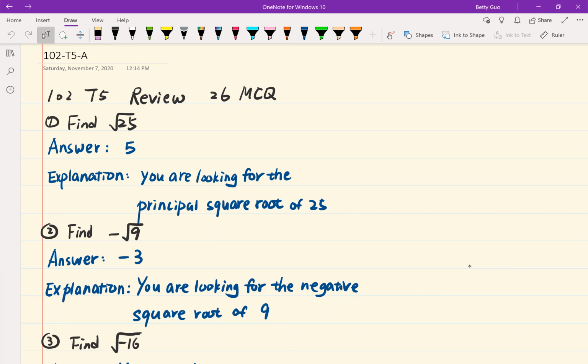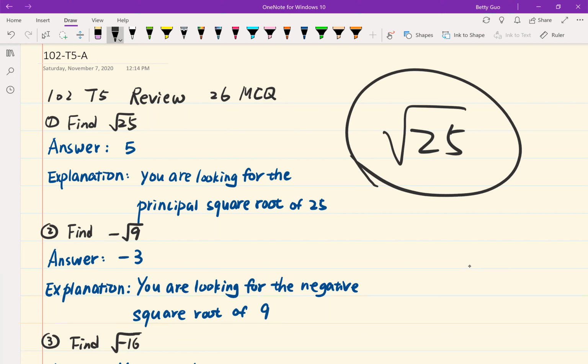Number 1, find the square root of 25. This expression represents the principal square root of 25. It represents one number, a positive number, the positive number whose square is 25. So what is the square root of 25? Which positive number has a square of 25? It is 5, right? Any question about number 1?